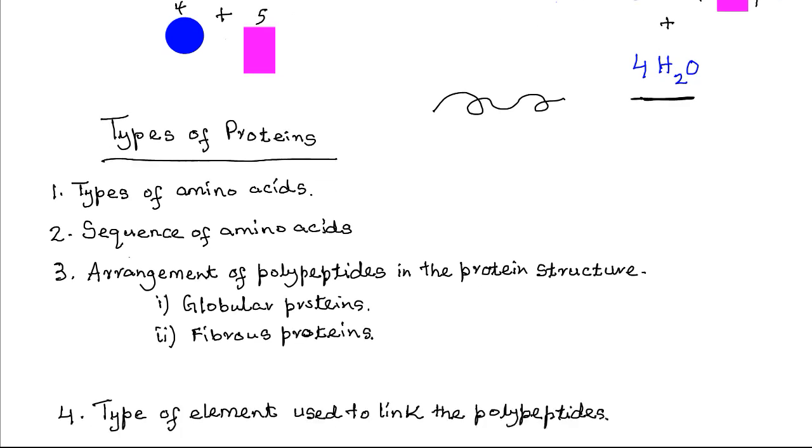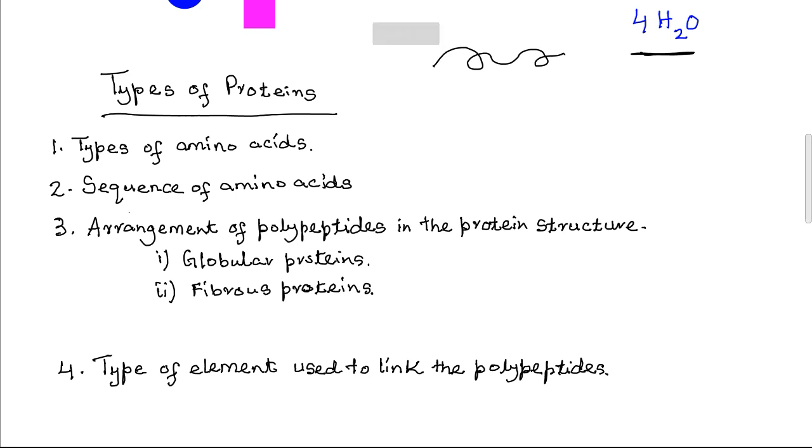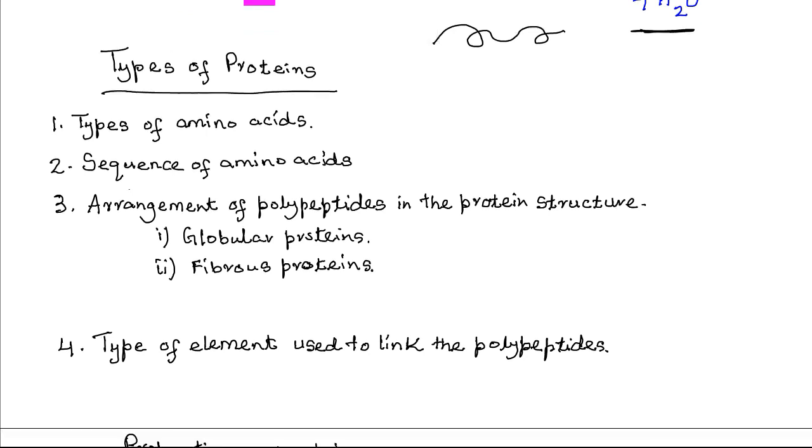Now, types of proteins. There are many different types of proteins. In fact, proteins are the most diverse, complex molecules in nature. There are so many different types. Now, the difference in the large variety of proteins that occur in nature comes from the following features.